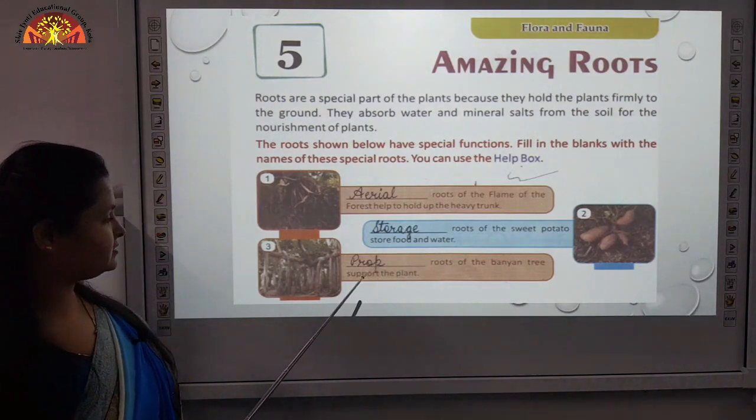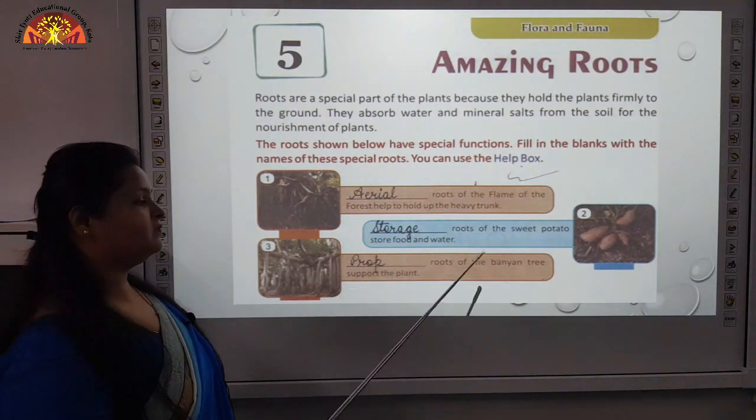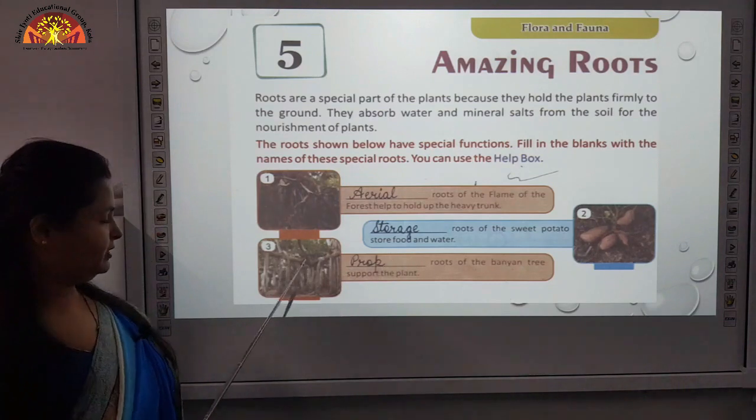Okay. Next are prop roots. Prop roots of the banyan tree support the plant. You can see the image.